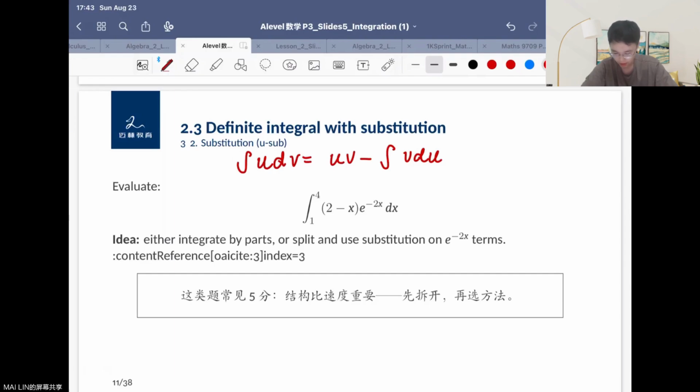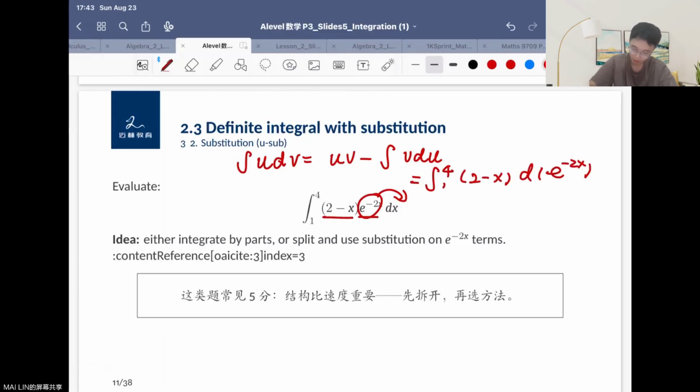So here you can consider 2 minus x and e power of negative 2x dx. So maybe here it is not u dv and v du, but you can put e power of negative 2x as the last position of the x, okay? So you can say here, integration from 1 to 4, 2 minus x, and here is d e power of negative 2x, okay? So we want to differentiate e power of negative 2x, and it is negative 2 times e power of negative 2x, right?